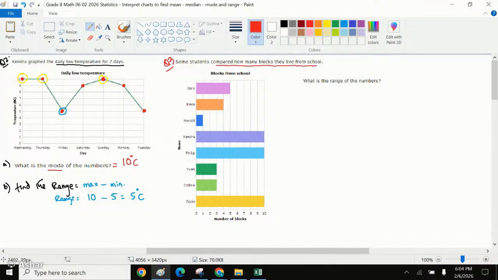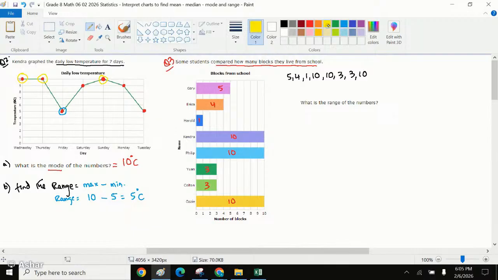So Gary lives 5 blocks. Erica lives 4 blocks. Harold lives a block away. Kendra lives 10 blocks. Philip lives 10 blocks. Yuan lives 3 blocks. Colton lives 3 blocks, and Ozzy lives 10 blocks, right? So when we need to find this range, let's try to find all the values for this question. Can we say the numbers can be written as 5, 4, 1, 10, 10, 3, 3, and 10?